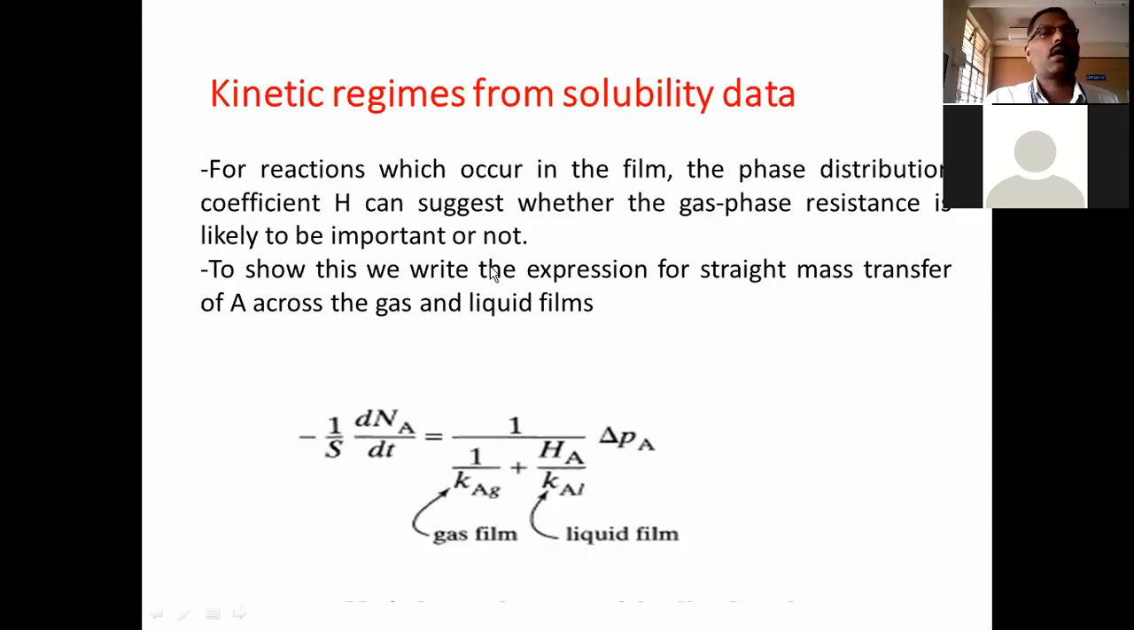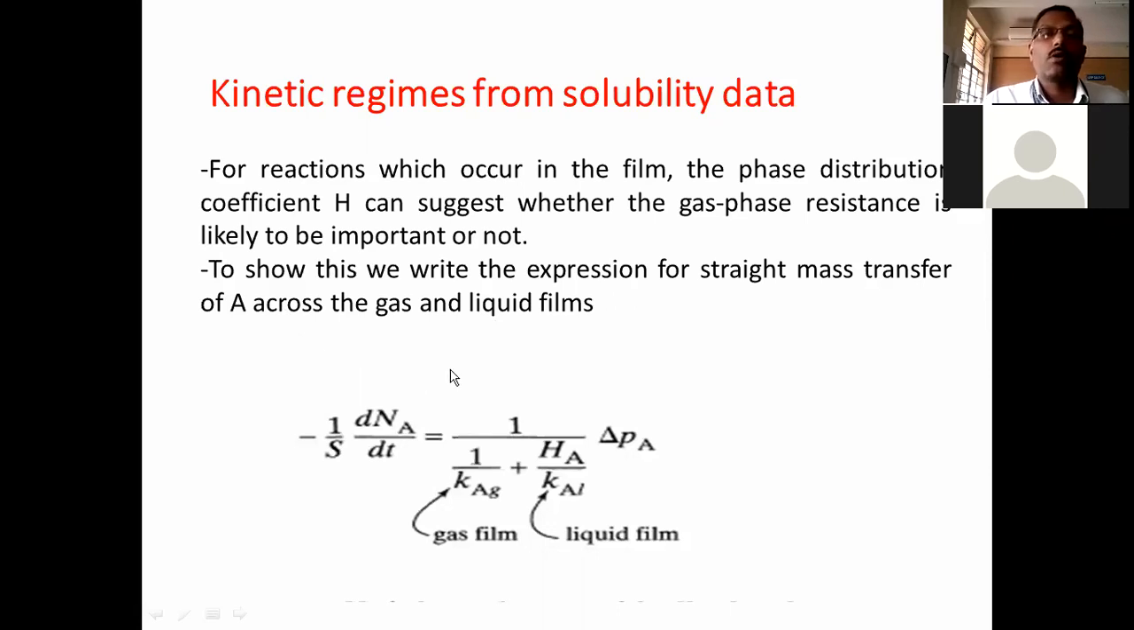So what is the kinetic regime from the solubility data, and what is the equation? For a reaction which occurs in the film, the phase distribution coefficient H can suggest whether the gas phase resistance is likely to be important or not. Sometimes the gas phase resistance is important, or sometimes the liquid film resistance is important.